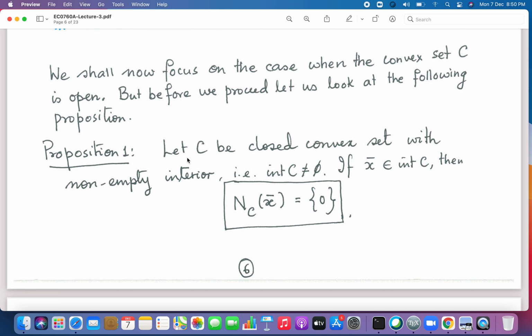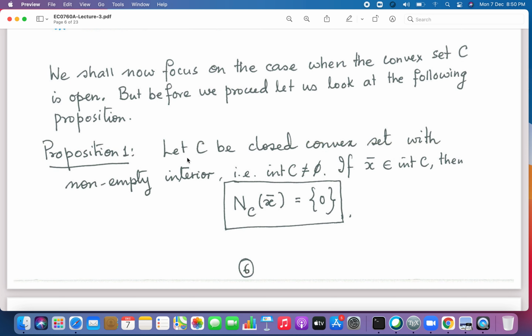But if the point itself is inside the set, then what is the projection? The point itself. So x minus projection of x is the 0 vector. So for x bar in the interior, the normal cone is just the 0 vector. That's the kind of rough idea that you should have.